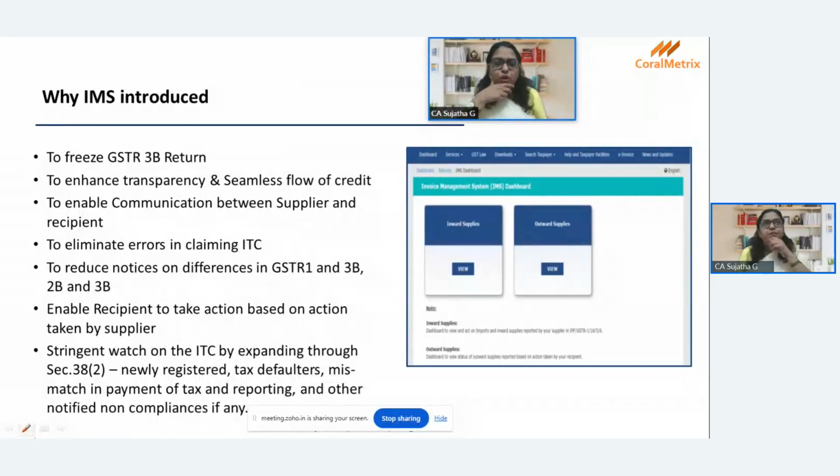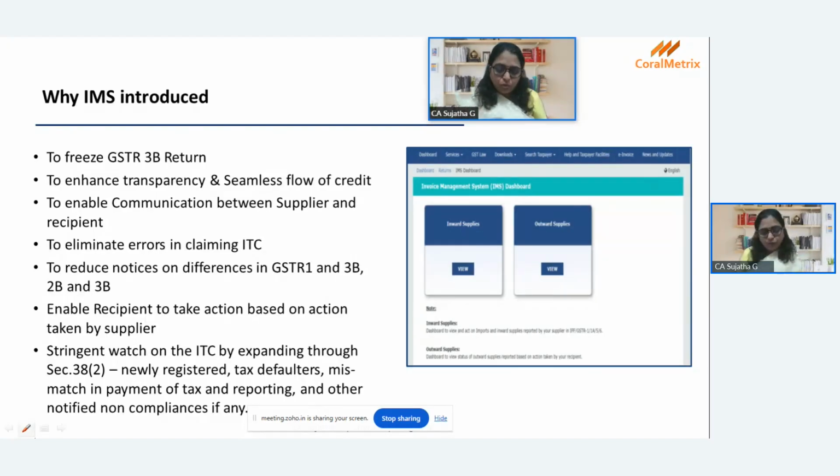Going forward, as of now, it is not there. I'm not telling this to scare you. There is a section, which is section 38.2, which is not yet notified. Rules have not yet come. Section 38.2 imposes certain important conditions to be fulfilled even for availing input tax credit.